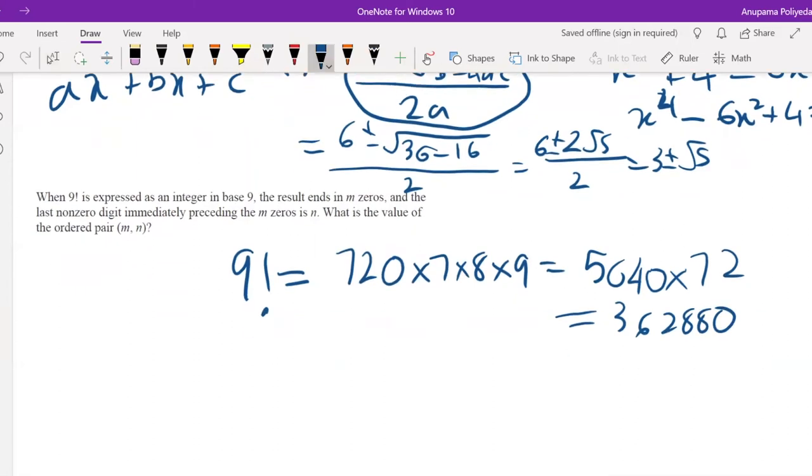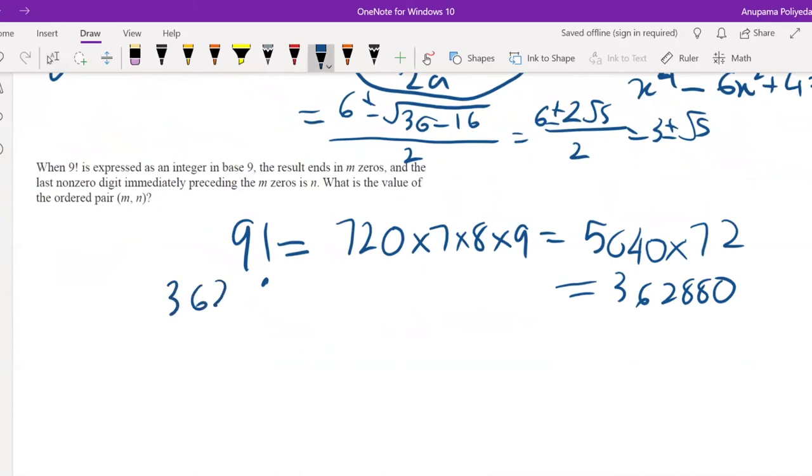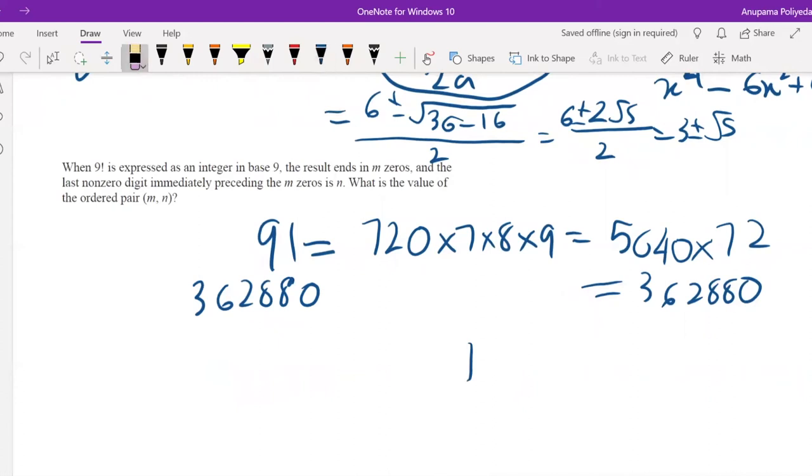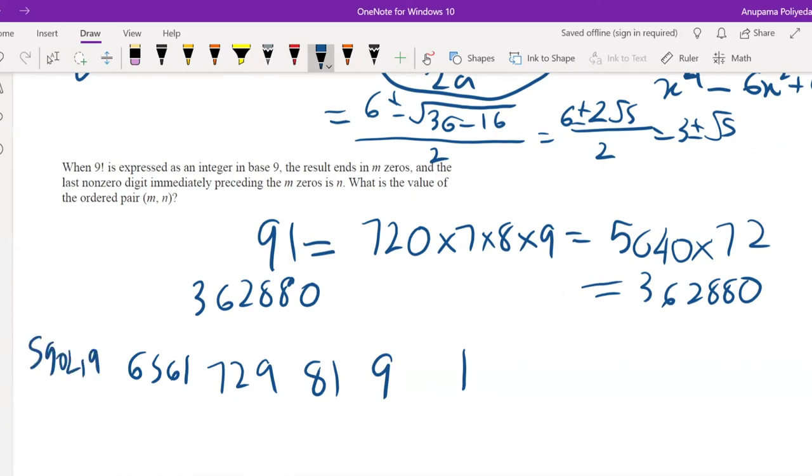And now we need to convert that to base 9. So in base 9, what are our place values? One, nine, eighty-one, 729, and then 729 times 9 is 6561, and then that times 9 is 59049. You don't need this off the top of your head, you can just do the arithmetic.